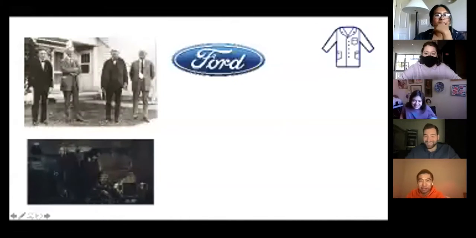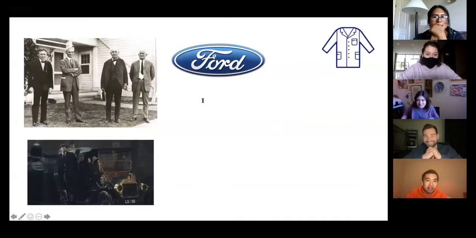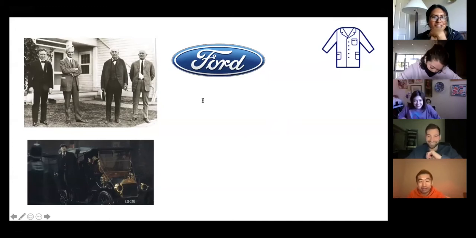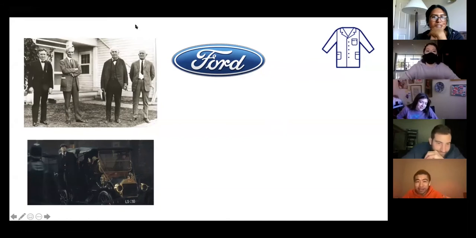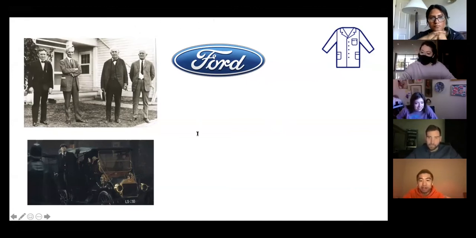Does anyone know who these people are? So in 1919, 1 million Model T cars were sold, which essentially made the company huge. And in this picture from Peaky Blinders, there's a Model T car. But each model required parts made of wood. So it required wood for the frame, the dashboard, the steering wheel, and the wheels themselves.